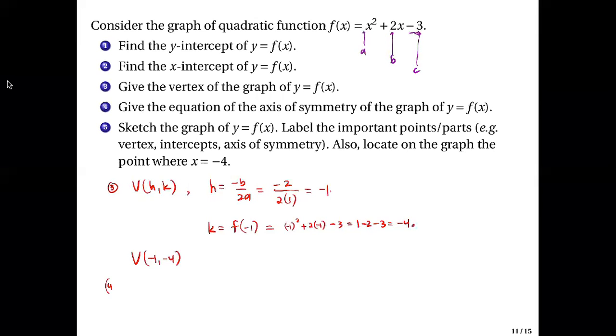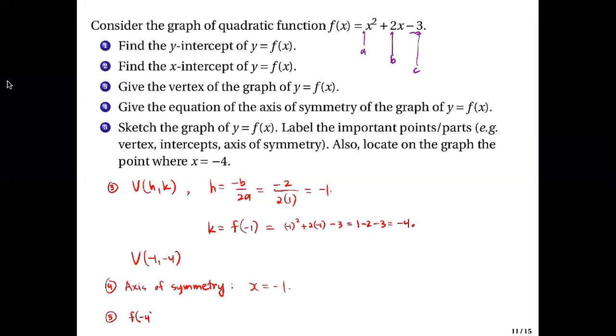And then for the axis of symmetry, this is just the line x equals h. So this is just x equals negative 1. And then for number 5, we are asked to sketch the graph, but we will also need to locate on the graph the point where x equals negative 4. So let us do that.